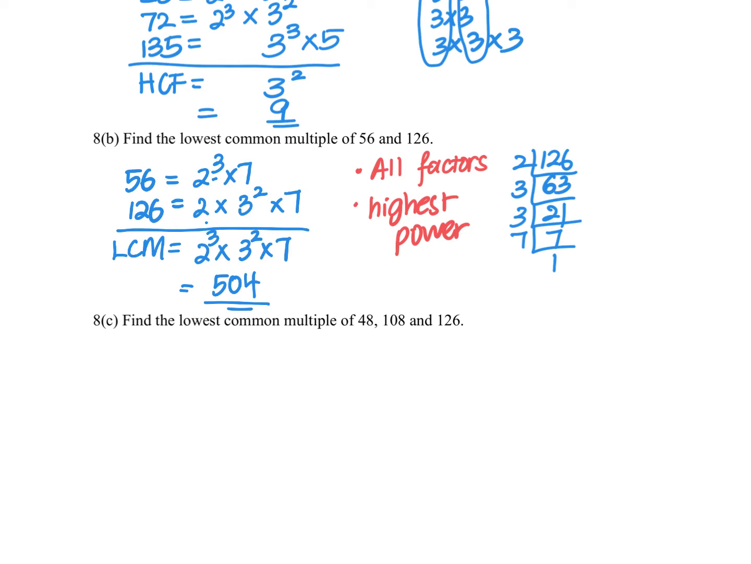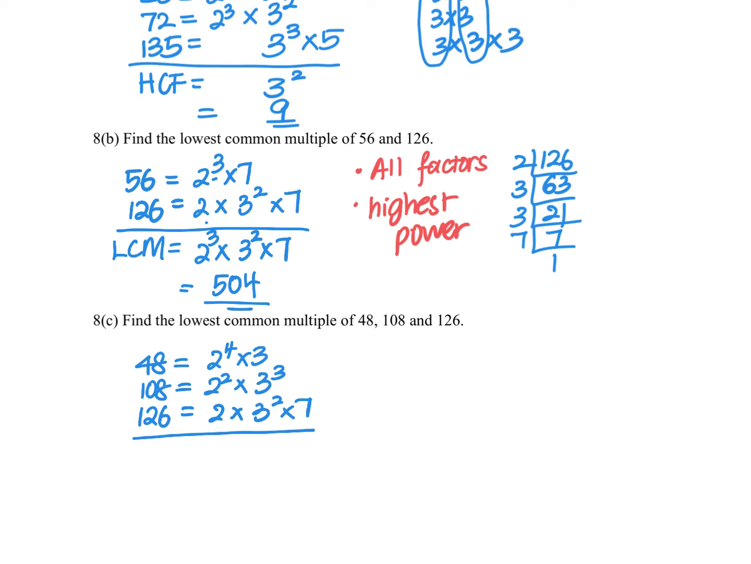Find the lowest common multiple of 48, 108, and 126. So I should go ahead and give the answers. So please try and get your factorization correct. Okay, so I already did my prime factorization, and this is the answer that I have. So you have to try it on your own.